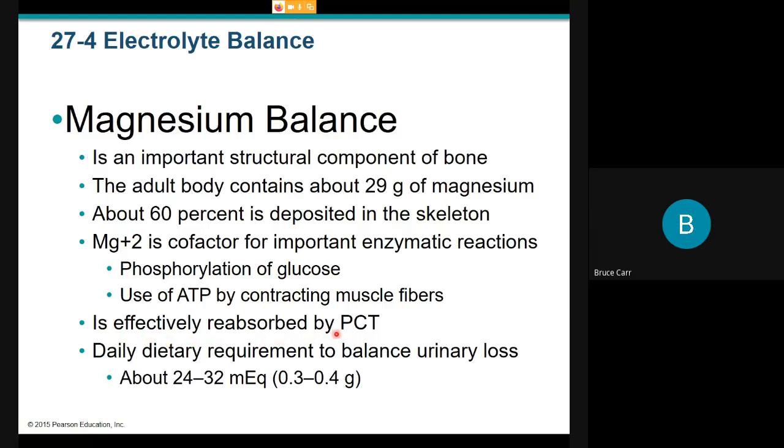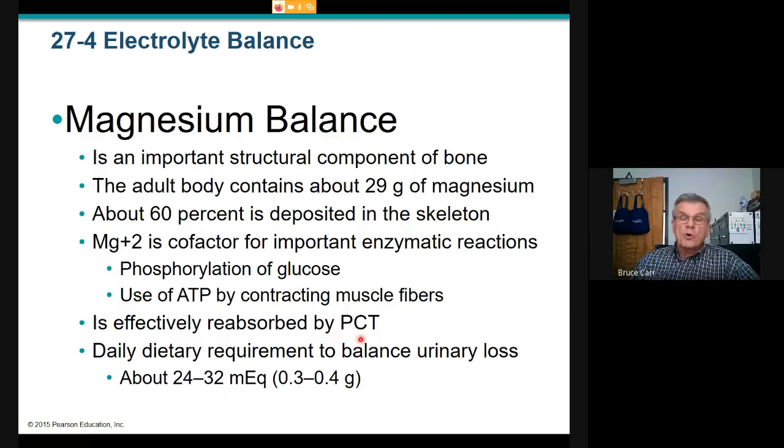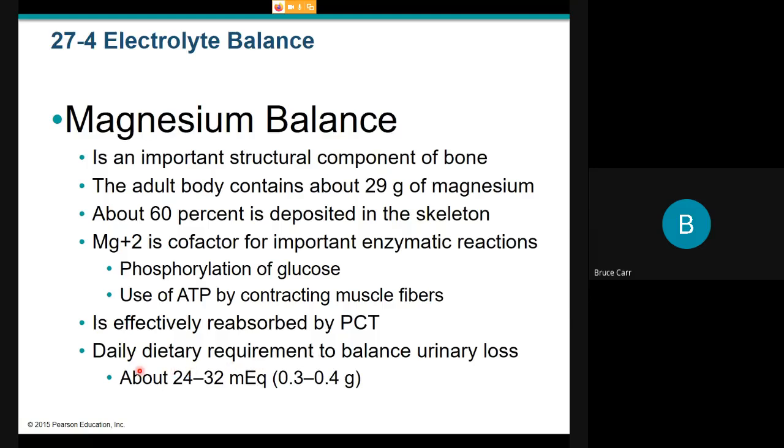Magnesium comes back in to the bloodstream pretty effectively in the proximal convoluted tubule of the kidney. So we reclaim almost all of it. But we do require some in our diet to balance that part that's lost in the urine. You know, 0.3 to 0.4 grams is ordinarily lost.